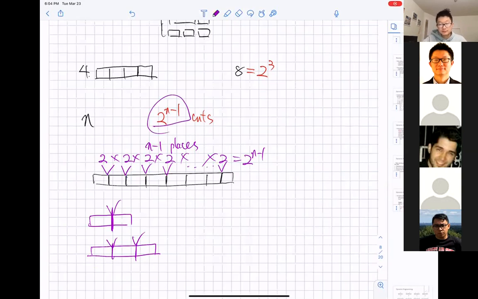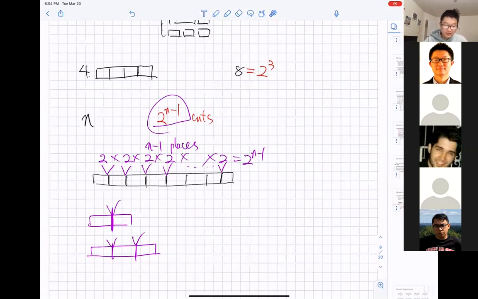Make sense? It does for a math major. Okay, for the CS or IT majors, are you lost? No, it makes sense. Yeah, makes sense. Okay, thank you.